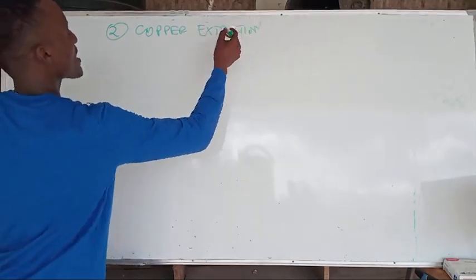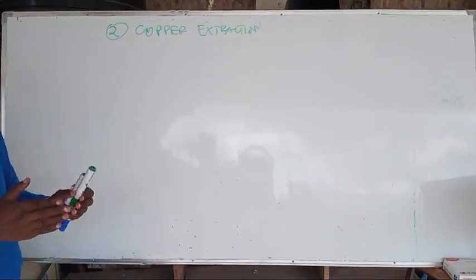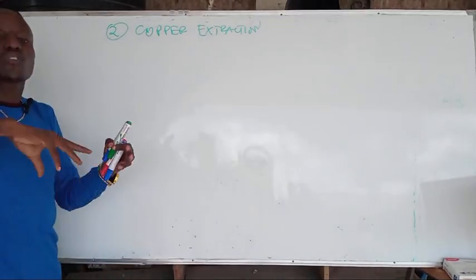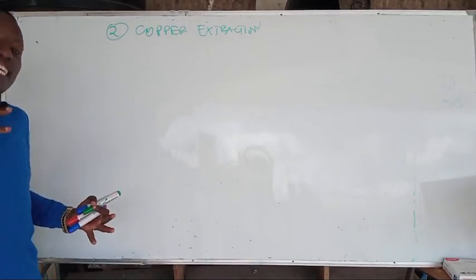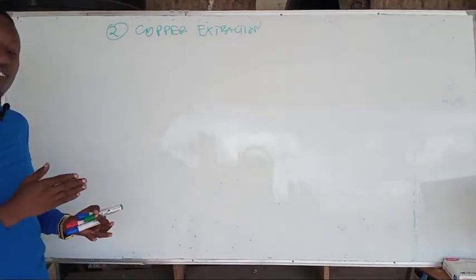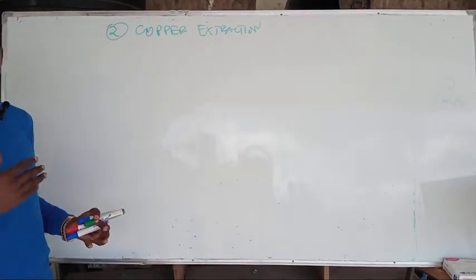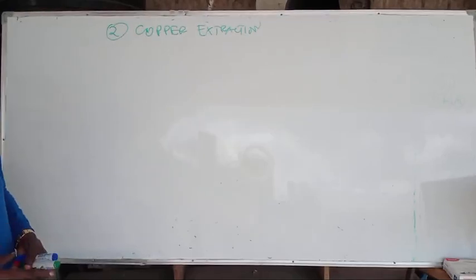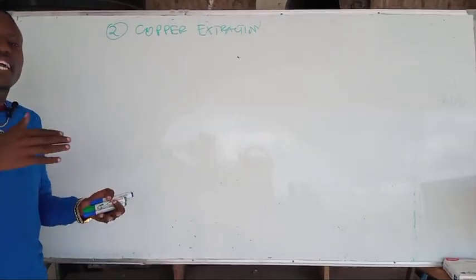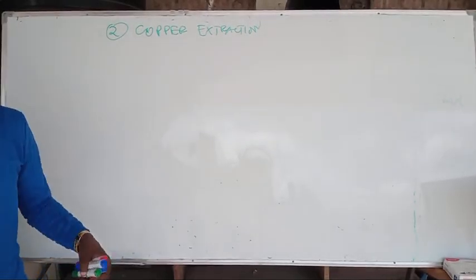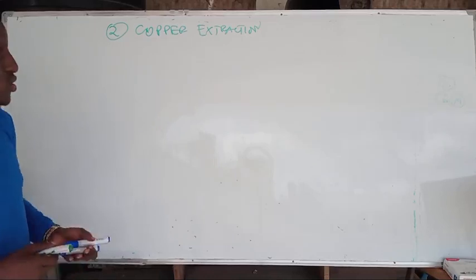It's the same process that we used. You need to grind, you need to concentrate, and you need to calcinate or roast, depending on the nature. If it's an oxide, you calcinate. If it's not an oxide, you roast it. Then reduction, and then you purify. So let's speak about them.